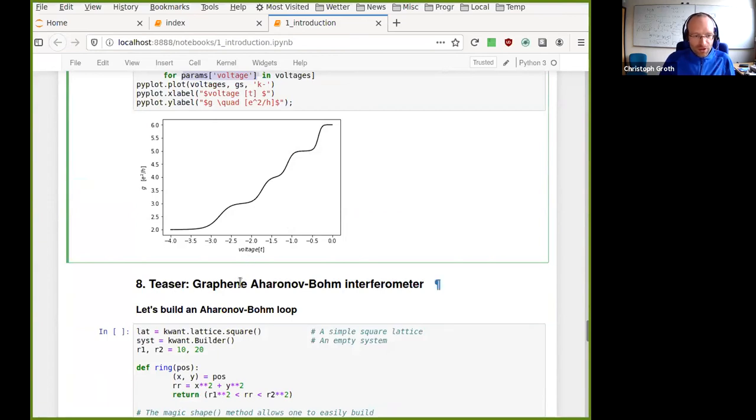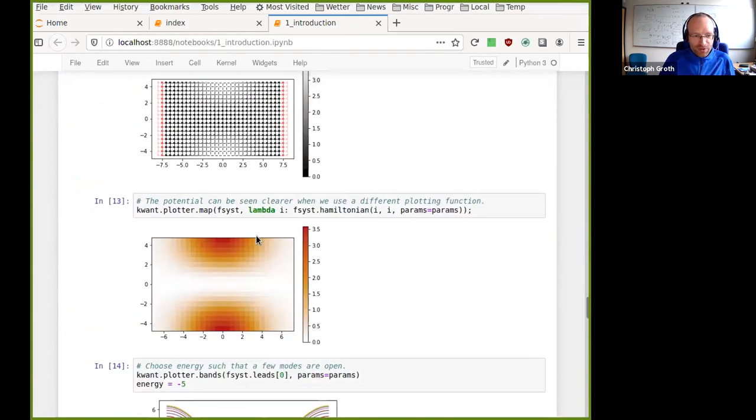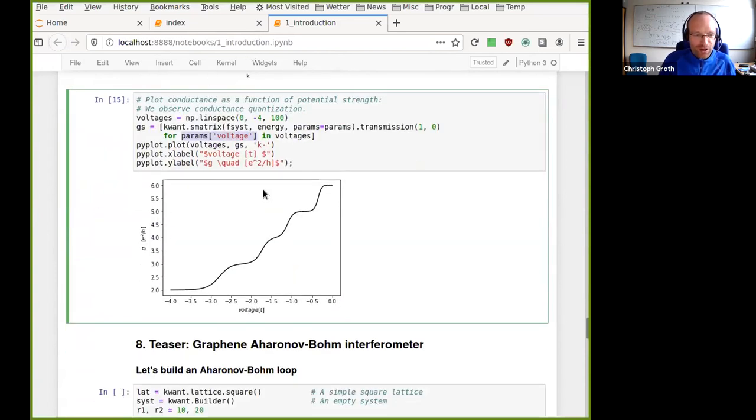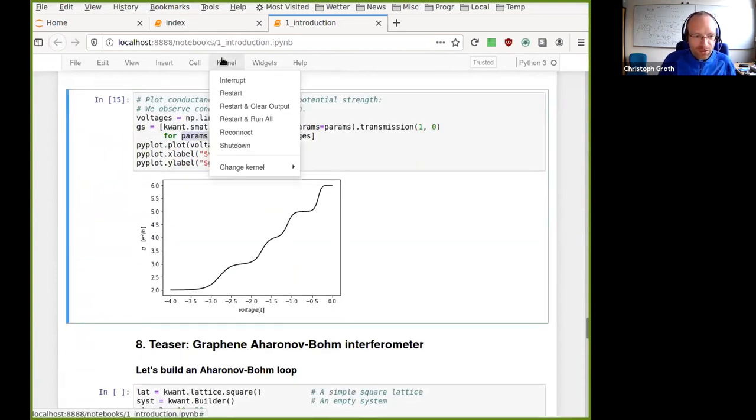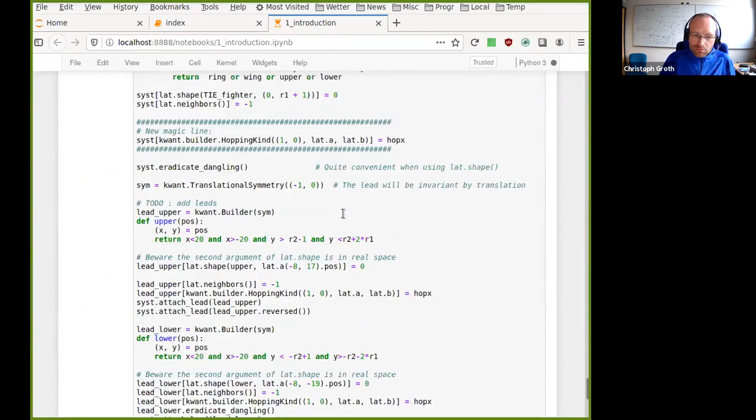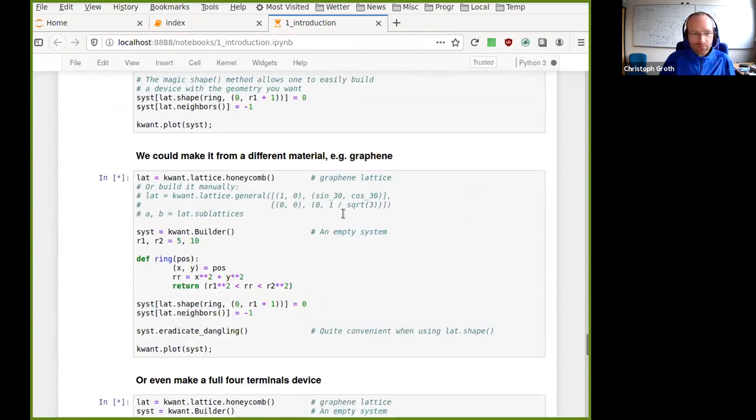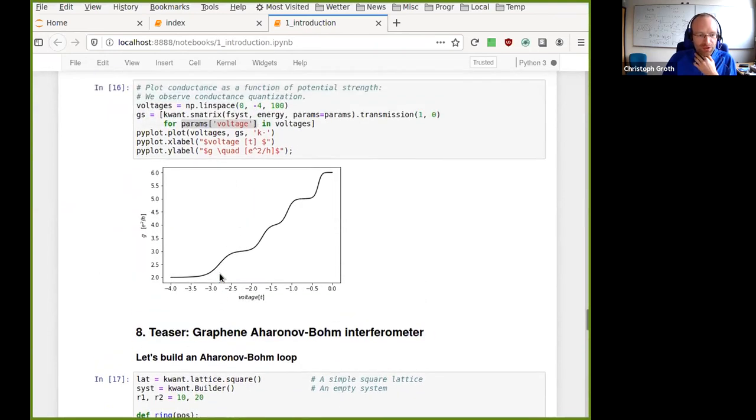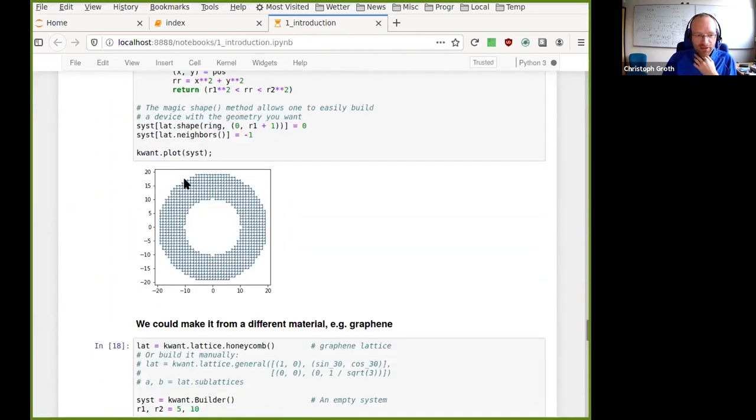So I'm almost done. I will just show you one last example without actually looking at the code, because from these basic examples, you could have the impression that quant can only deal with square lattices and such things. So I will execute the rest of the notebook. Run all below. So here we are making an Aharonov-Bohm loop. Now, where is it? It's again on the square lattice.